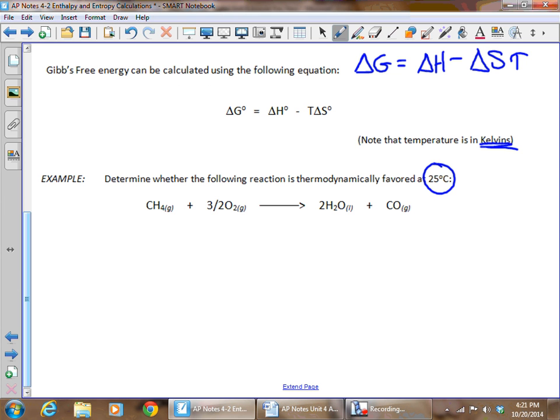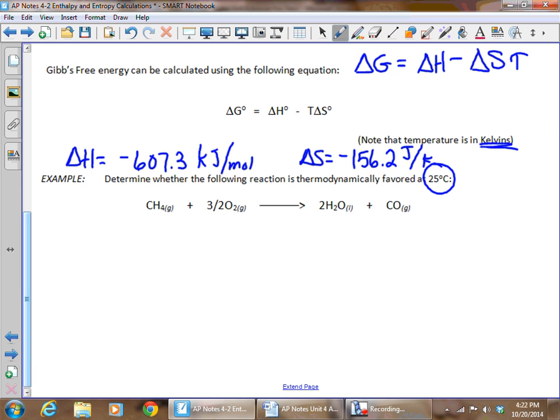So let's look at this reaction again. We've already determined what the delta H and delta S values are. We said that delta H was negative 607.3 kilojoules per mole. That's important. And that delta S was negative 156.2 joules per Kelvin mole.